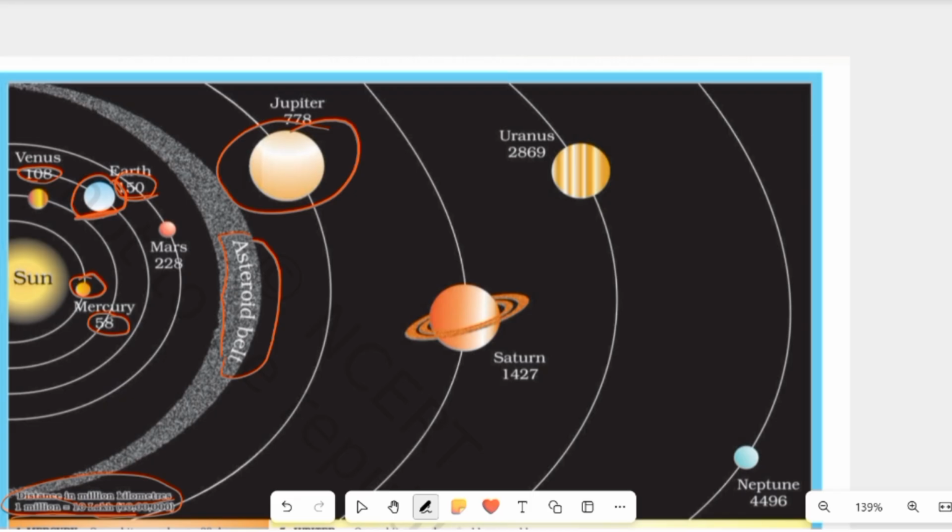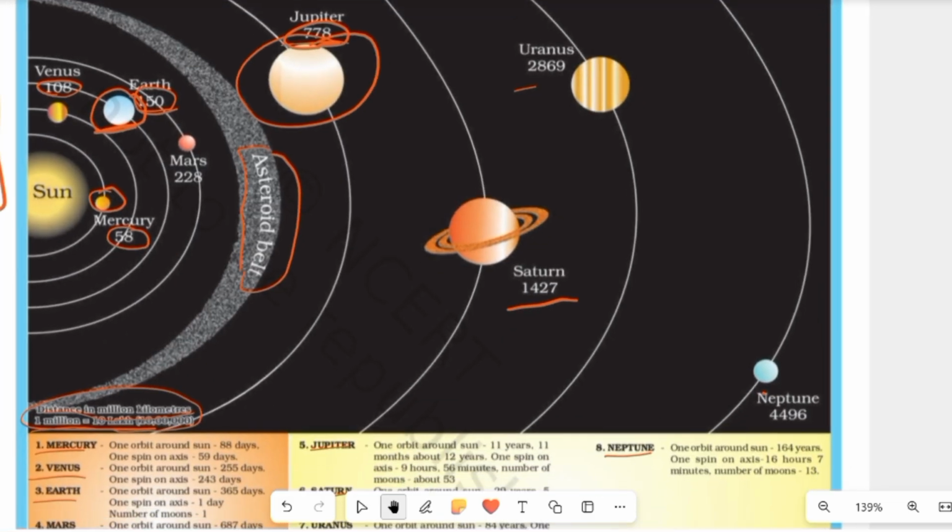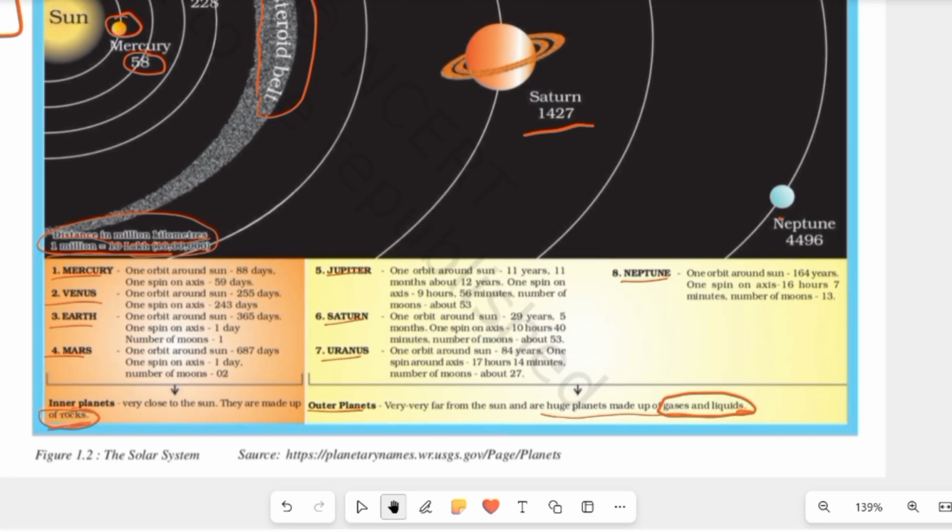Jupiter is almost 778 million kilometers from the Sun, and Saturn is 1040, and so on. You can read it from this page. Now we will discuss the rotation and revolution of the Earth.